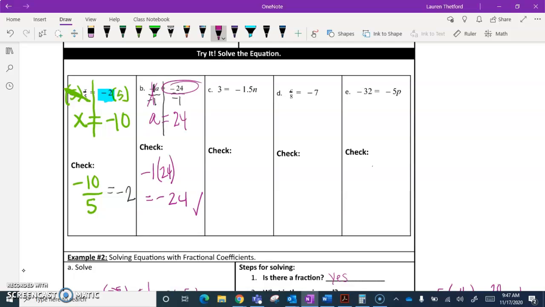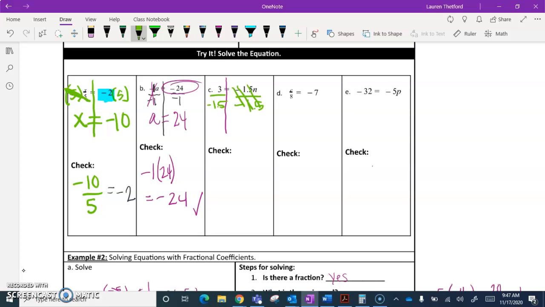For C, we draw our line down the equal sign. That's our balancing bar. So whatever I do to the left, I have to do to the right, and vice versa. So I have negative 1.5 times n. Remember, when there's a letter next to it, it just means you're multiplying. And so now I'm going to divide by negative 1.5 on both sides.